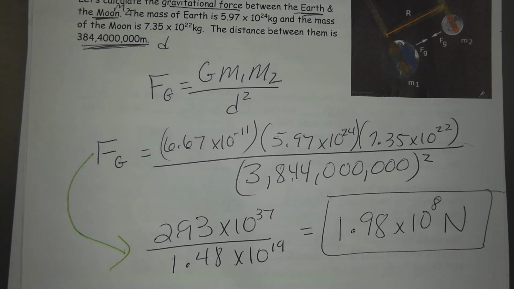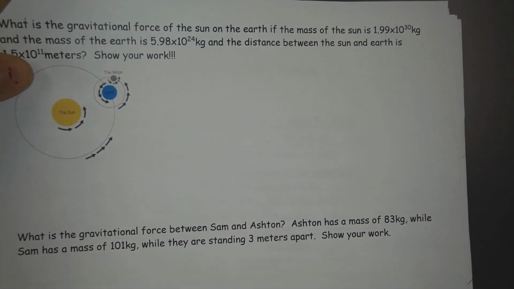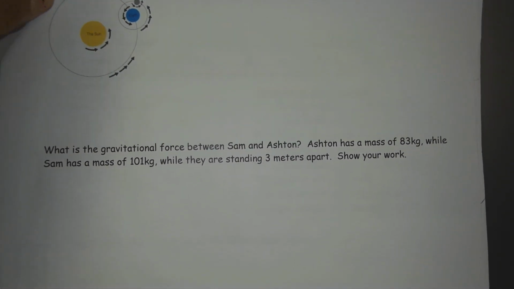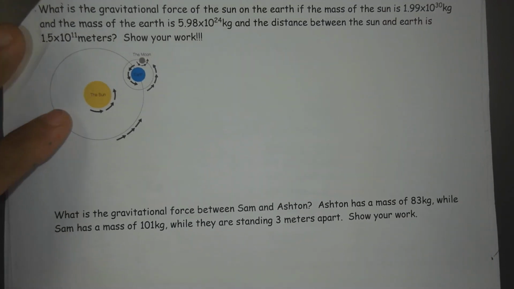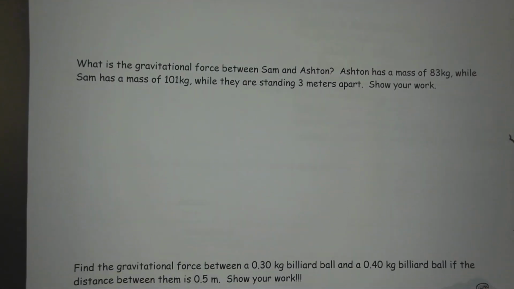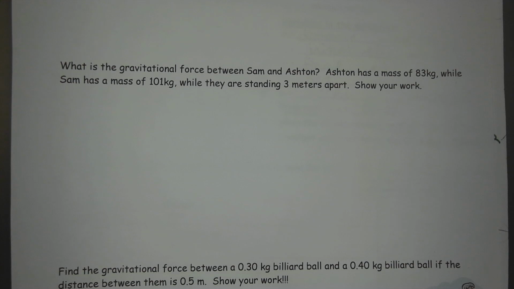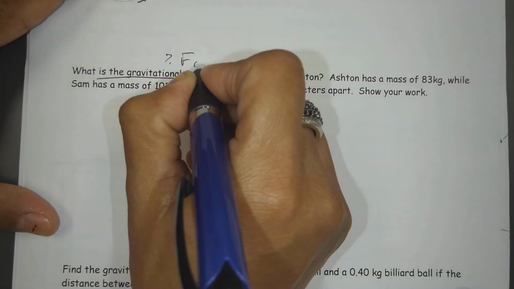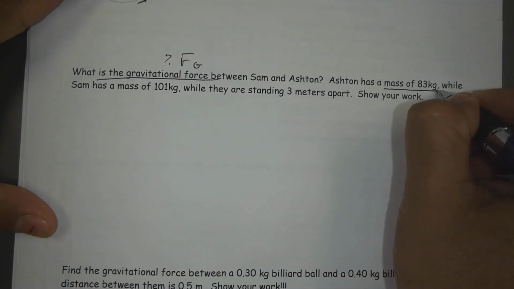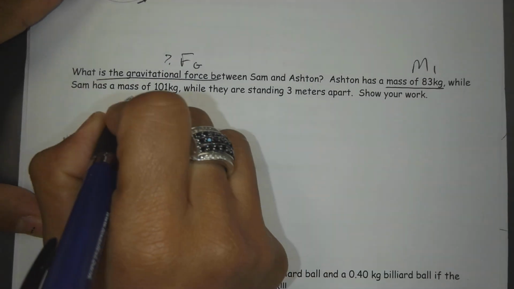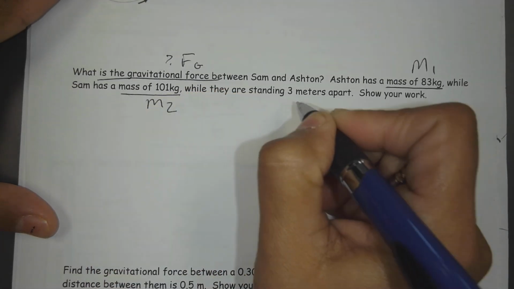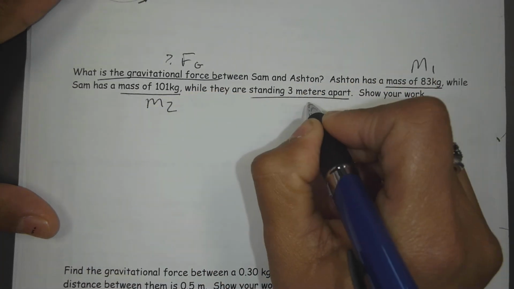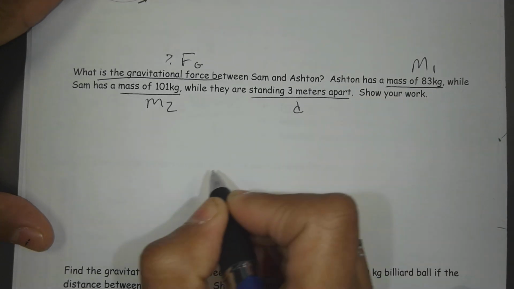Turn the page. All I'm going to do is set it up. We're not going to do the math, you can do it later on. I'm going to come over here and do this middle one. It says, what's the gravitational force between Sam and Ashton? So Fg is the question mark. If Ashton has a mass of M1, Sam has a mass of M2, while they are standing 3 meters apart.